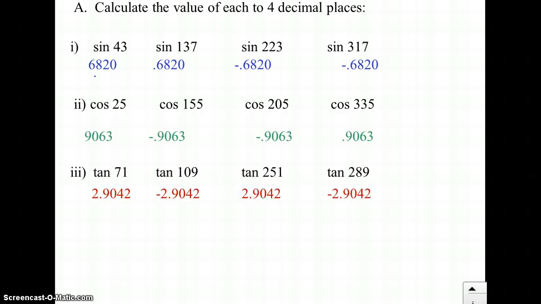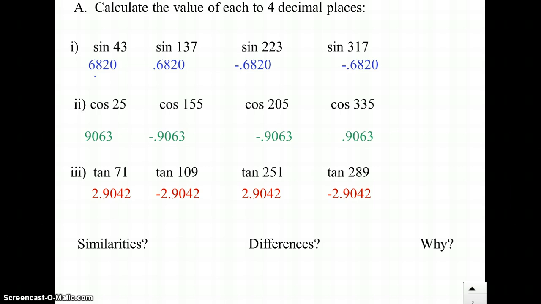These are the values you should come up with. We notice that for every row of sine angles, the ratios are the same except for a positive and negative sign. If you look closely, each of those angles in the first row, sine 43, sine 137, sine 223, and sine 317, have the same reference angle. Row 2, all the cosine angles, have the same reference angle, and you notice their ratios are all the same except for positive and negative signs. And tangent, the third row, all have the same reference angles, and they've all got the same values except for positive and negative signs.